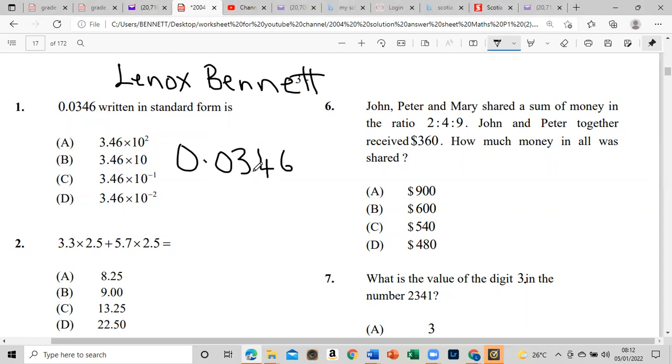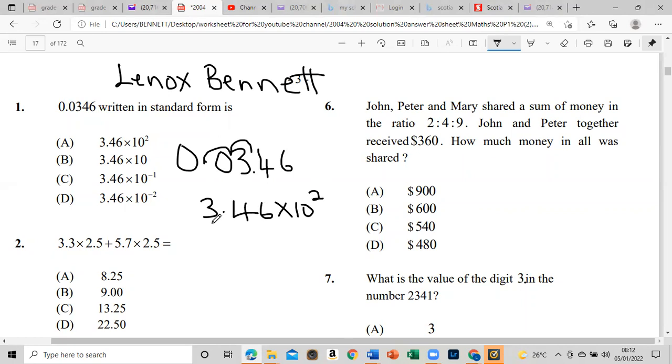All right, so we're going to move the decimal place to right here, so that the number will be between 1 and 10. That's 3.46 times 10 to the number of places that we move. So we move 1, 2, so we move 2 places.